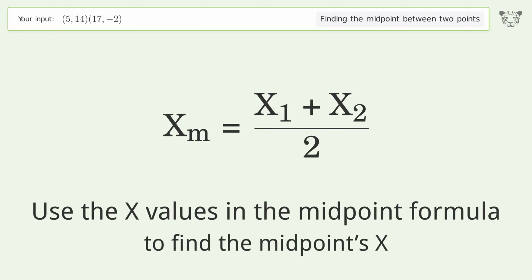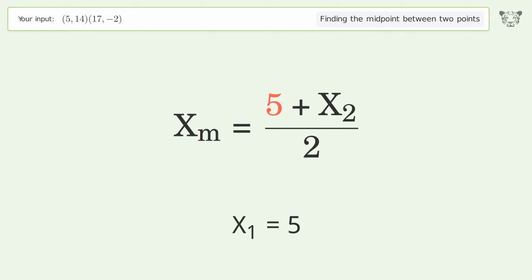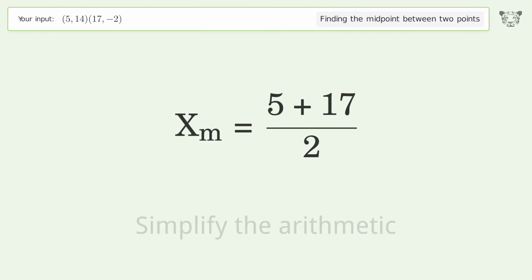Use the x values in the midpoint formula to find the midpoint's x. x1 equals 5. x2 equals 17. Simplify the arithmetic.